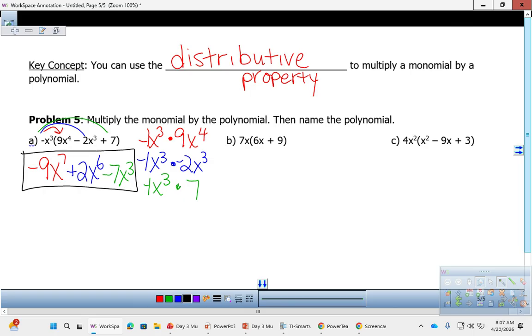I'm done here. Now it becomes a plus-minus problem because I only have pluses and minuses. And if I have pluses and minuses, my next step would be combine like terms. But none of these exponents match, so there aren't any like terms. This is a 7th degree, because we don't have a name for something with 7. And it's 1, 2, 3 terms. So this is a 7th degree trinomial.